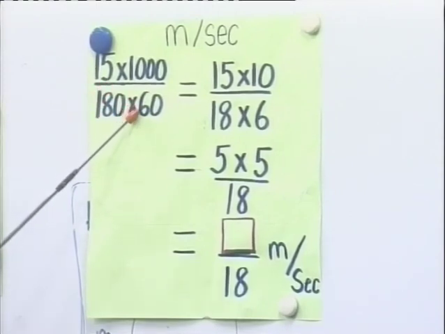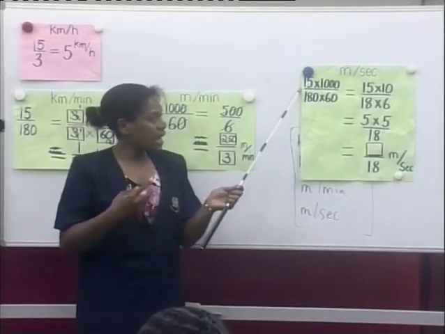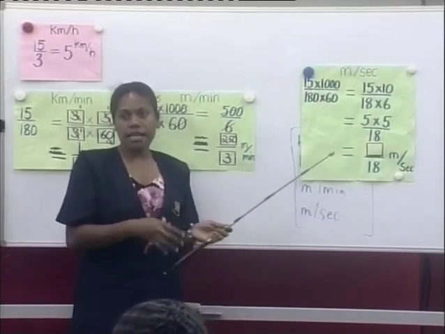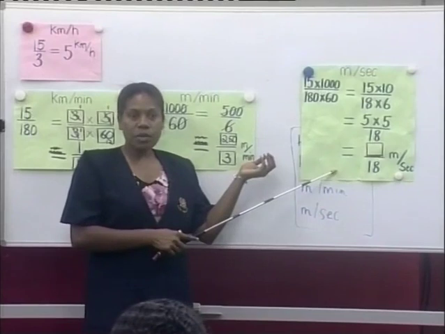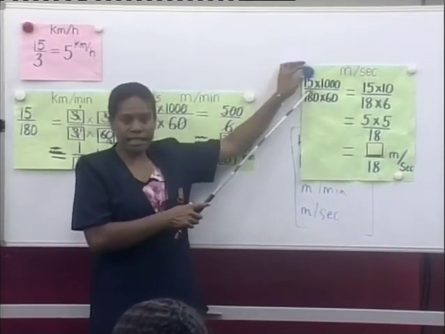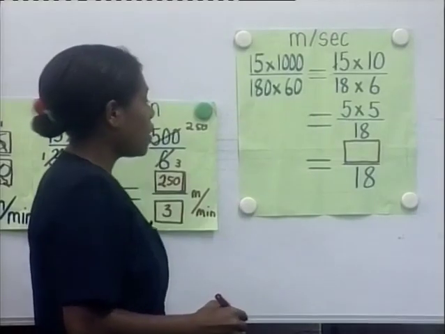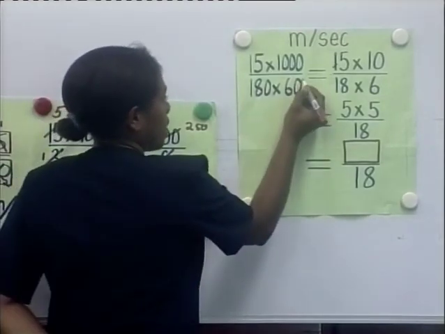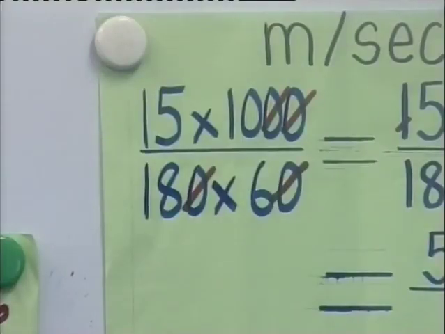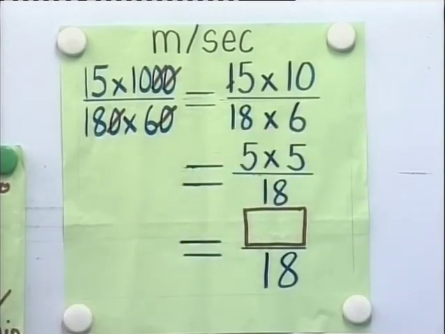But what I did was, I didn't calculate straightforward. What I did, I factorize or I simplify to get my answer. So like I said, there are ways you can calculate. You can calculate straightforward, or you can calculate this way, but you will still get to your answer. So I cross off the 2 zeros here and the 2 zeros up here. So I rewrite this as 15 times 10 over 18 times 6.